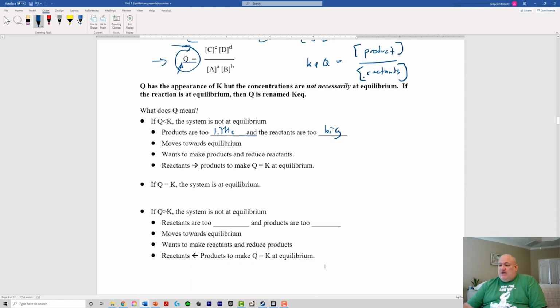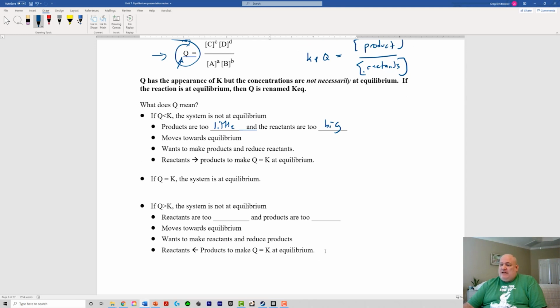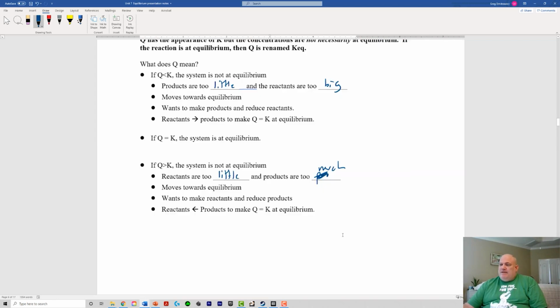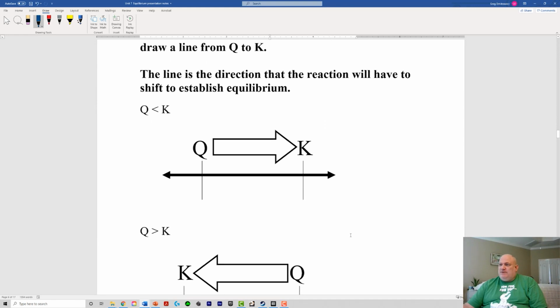So if I have too little reactants and too much product, in order to move to equilibrium, we're going to have to shift back towards the reactant side. Now, that can seem a little bit confusing, but I'm going to show you this, and this is actually a pretty easy way of doing this.